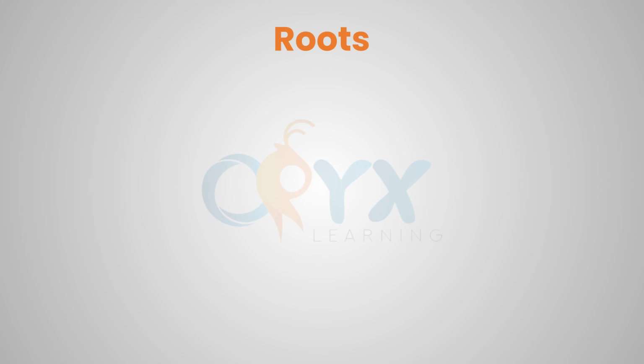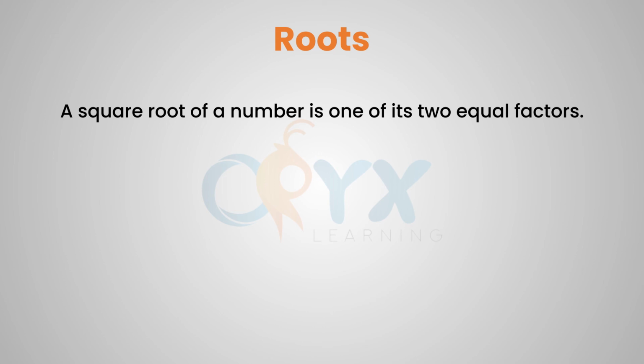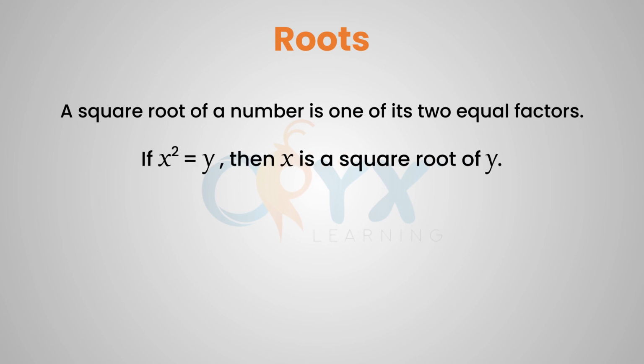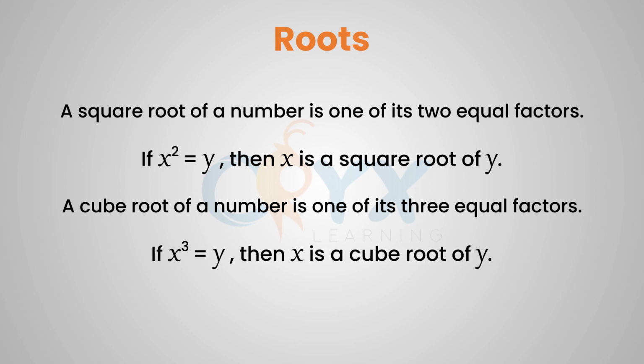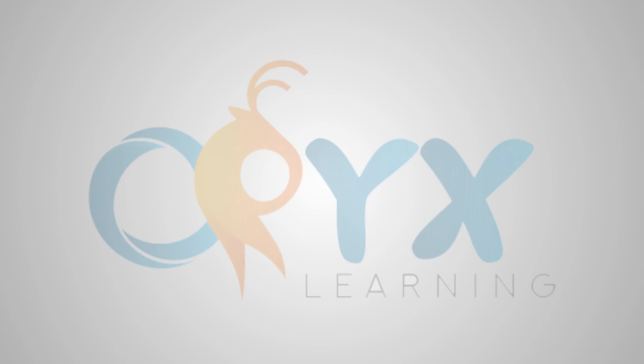So in conclusion, a square root of a number is one of its 2 equal factors. If x squared equals y, then x is the square root of y. And a cube root of a number is one of its 3 equal factors, meaning if x cubed equals y, then x is a cube root of y. That is our lesson on roots.